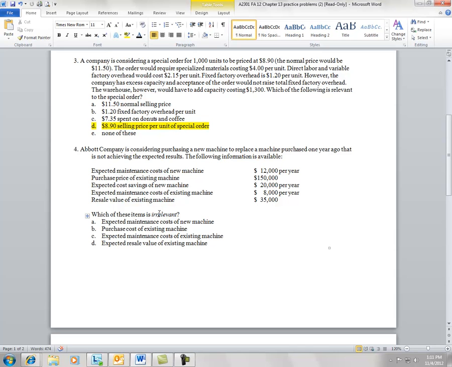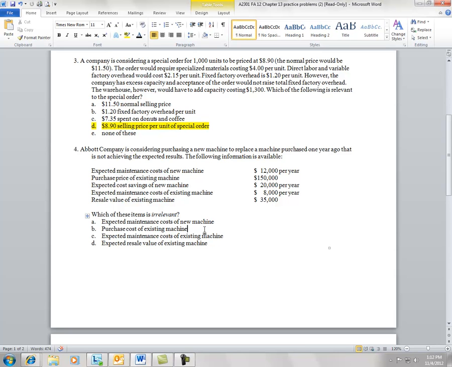So we're looking for which item is not relevant, which item is irrelevant to our decision here. So thinking of relevance, is it different amongst the alternatives, and is it looking into the future? The expected maintenance cost of the new machine, that is specific to the alternative of purchasing a new machine, so that would be relevant.